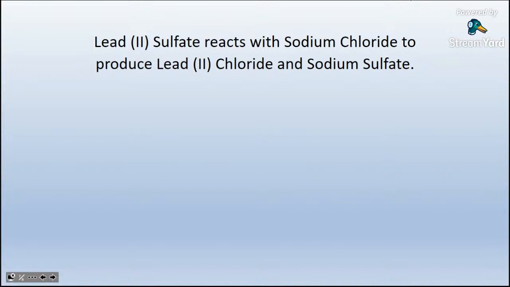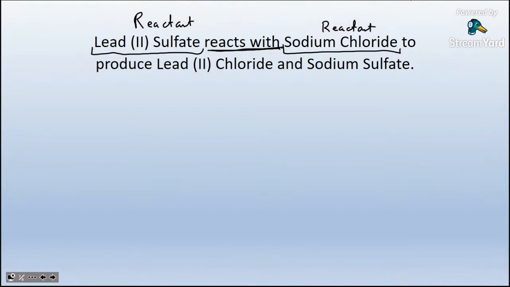So in this, it tells me lead 2 sulfate reacts with sodium chloride. Well, if it's reacting with it, then that means that my lead sulfate has to be a reactant and my sodium chloride has to be a reactant. To produce, well, if it's producing, then it's going to be a product. It tells me it produces lead 2 chloride and sodium sulfate. So these would be my products. Okay. So now that's step 1.